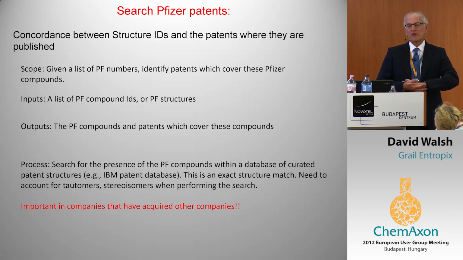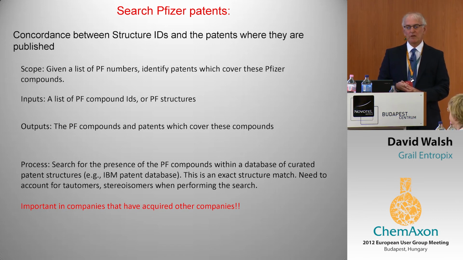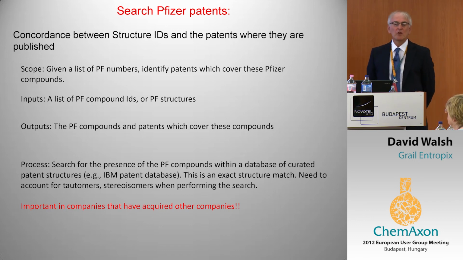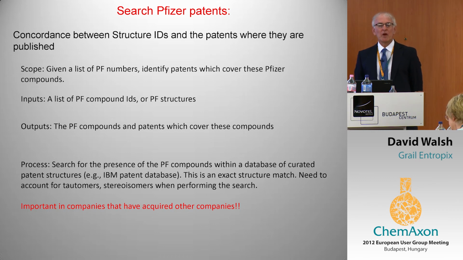But additionally, we'd still like to know which Pfizer patent numbers are found in the WO, the EP and the US. So, you know, there are various things needed to be done in this space. So, concordance between structure IDs and patents and where they are published was regarded as an important use case. Identify the PF number, identify those patents in which they are covered, and allow that output.